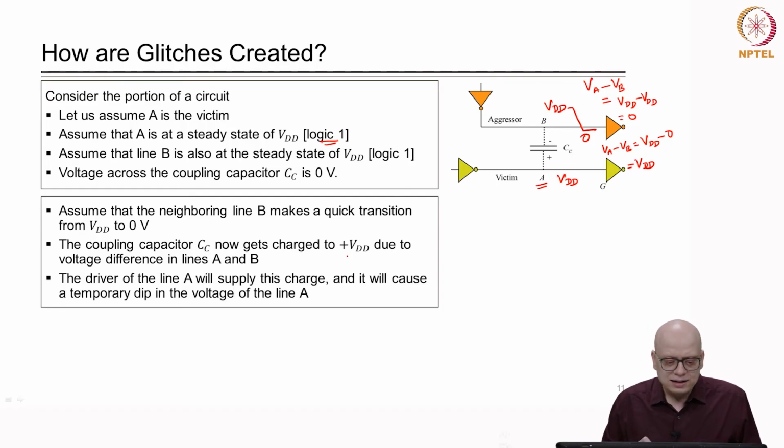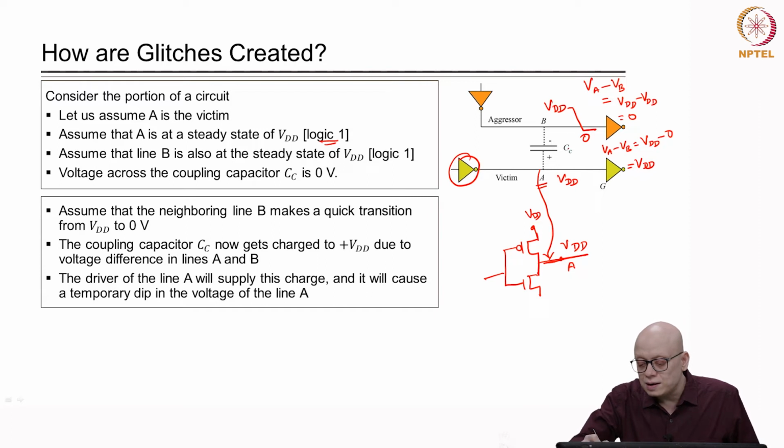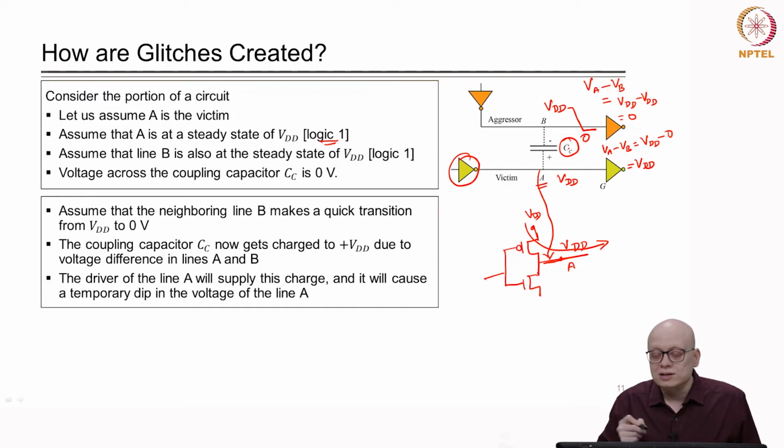And the driver of this line A: there is a driver connected to VDD. Internally this inverter will have a PMOS and an NMOS, and this is line A, and this is the point VDD. Now, this coupling capacitor Cc needs to be charged. To charge it, some current will be drawn from VDD through this PMOS to line A, and then the coupling capacitor Cc will be charged.